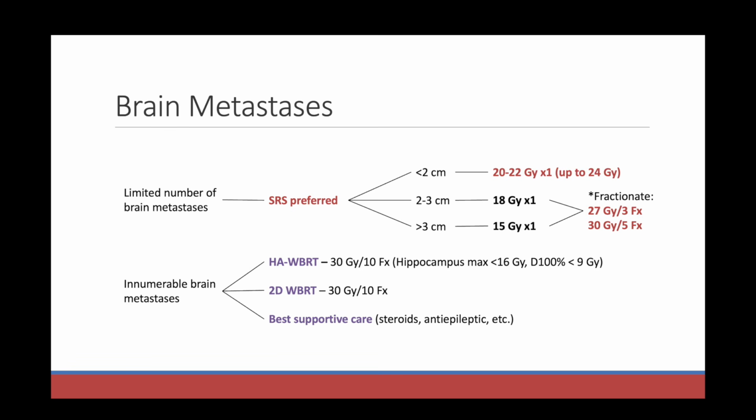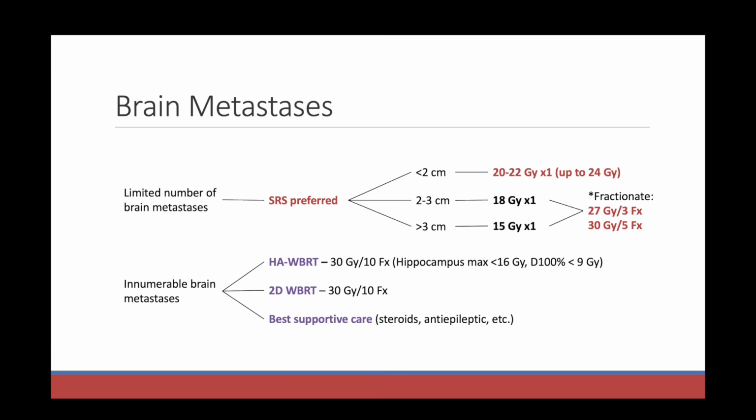So think about single fraction regimen for things less than 2 centimeters, and once they're more than 2 centimeters, you can either decrease the dose or you can fractionate. And keep in mind that if you are in the brainstem, your single fraction dose is going to be lower, so somewhere between probably 13 to 15 gray times 1, or the safer thing to do if it's in the brainstem is to actually fractionate.